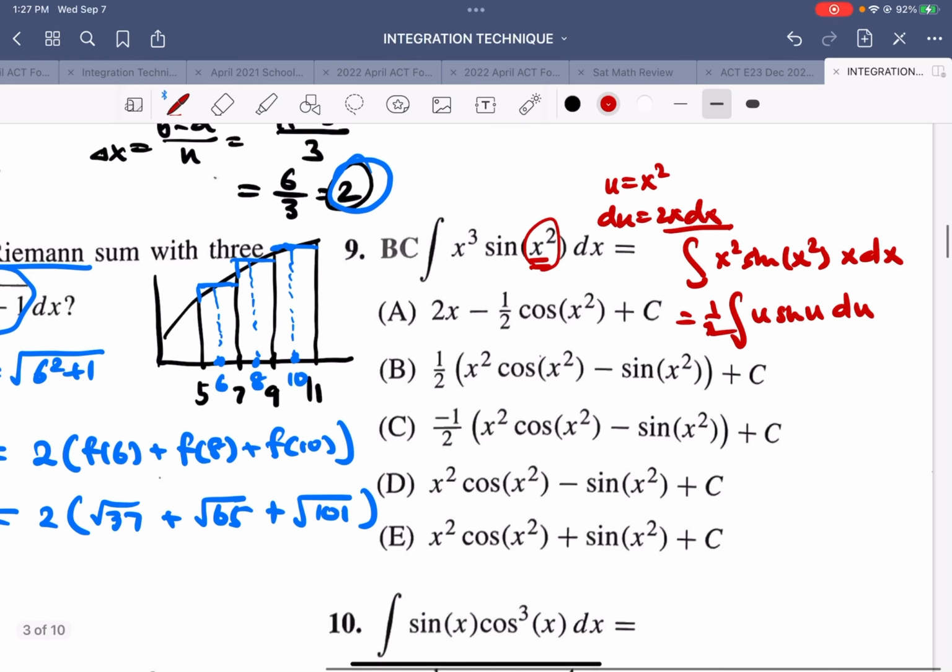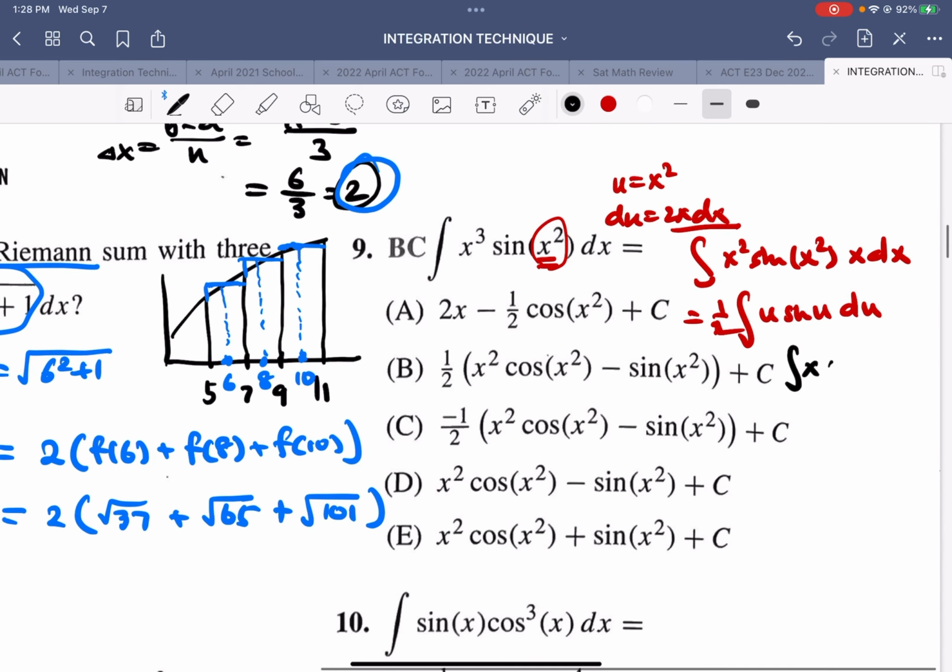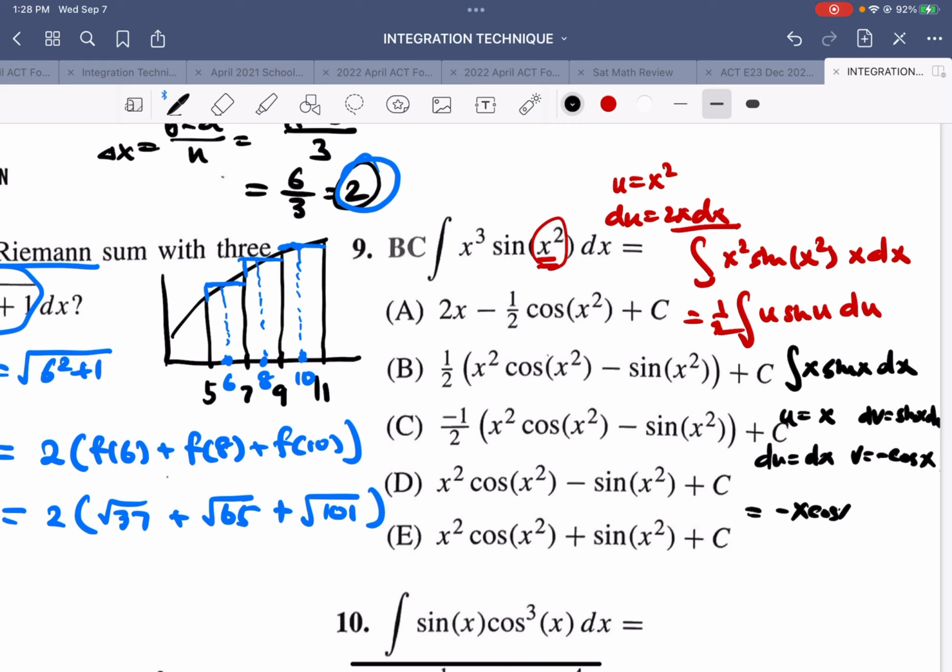Now you can use integration by parts. Okay. So let's see. For my convenience, I'm gonna do just x sine x dx for now. But this x is a u. So let's say u equals x, and then dv is sine x dx. So then du equals dx. v is a negative cosine x. So negative x cosine x minus v du, so plus cosine x dx. So negative x cosine x plus sine x plus c.